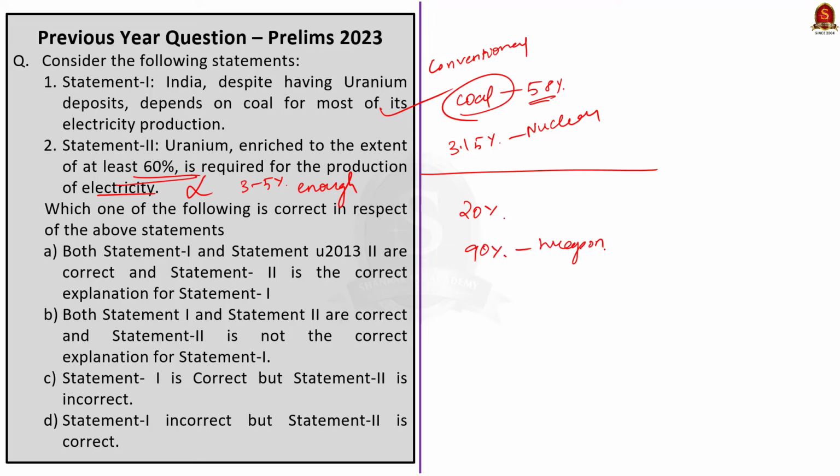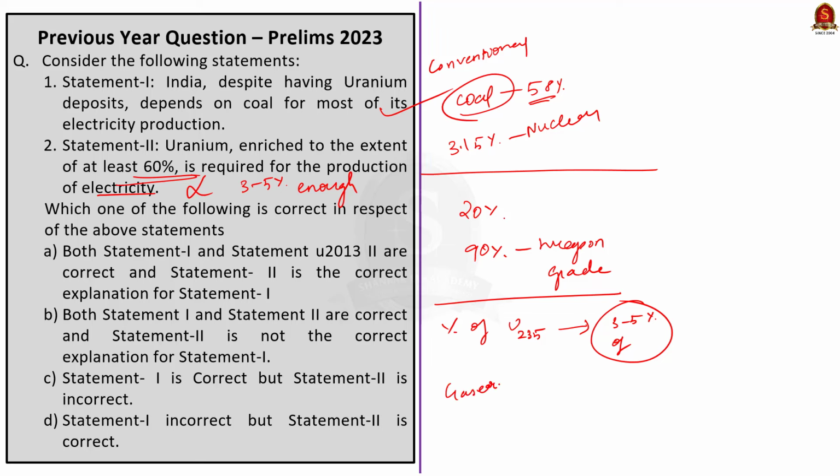Here, uranium enrichment means the process of increasing the percent of uranium-235 from 0.7% in natural uranium to about 3 to 5% for use in fuel for nuclear reactors. Enrichment can be done through gaseous diffusion, gas centrifuges, or laser isotope separation. So the correct answer is option C. Statement 1 is correct, but the second statement is incorrect. With this, let us move on to the next article.